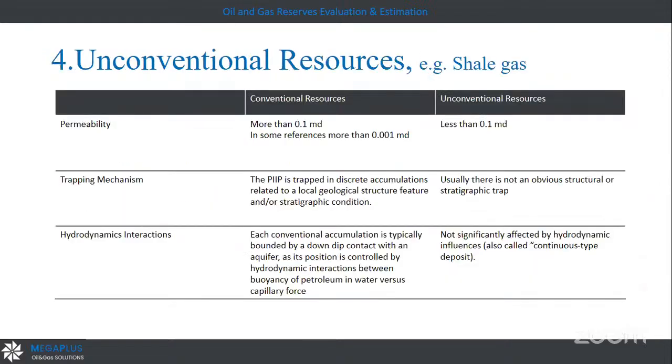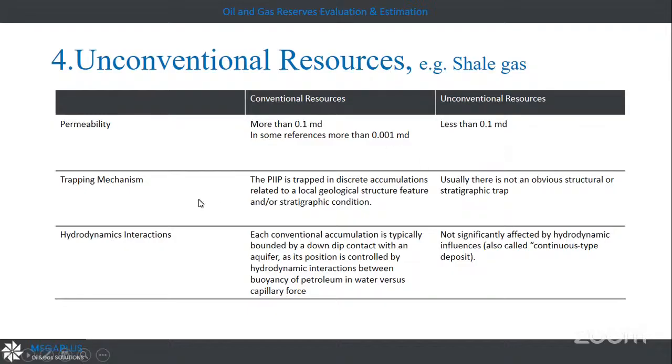The last important thing in the PRMS is the unconventional resources, like shale gas or shale oil. We will not go deep into the unconventional, but here are the differences between the conventional and unconventional briefly. If the permeability of the reservoir is more than 0.1, and in some references 0.01, but I'm confident about 0.1 millidarcy, then we are dealing with conventional. If it's less than 0.1, we are dealing with unconventional.